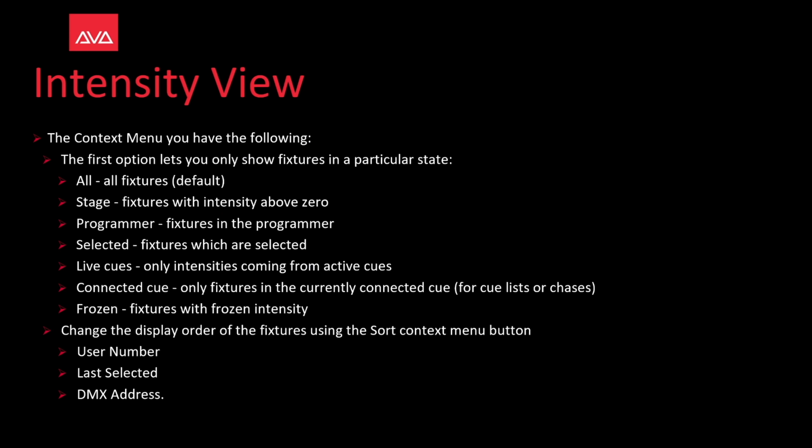The first option allows you to show only fixtures in a particular state: All, fixtures, which is the default; Stage, fixtures which show intensity above 0; Programmer, fixtures that are in the programmer; Selected, fixtures which are currently selected; Live queues, only intensities coming from active queues; Connected queue, only fixtures in the currently connected queue, just for queue lists and chases; and Frozen, fixtures with a frozen intensity.